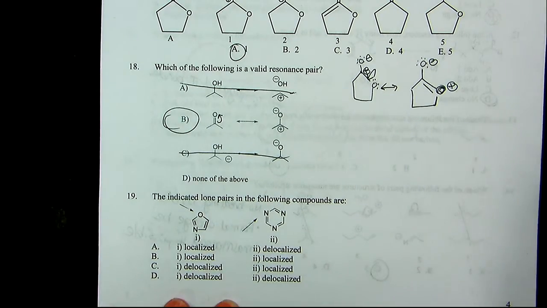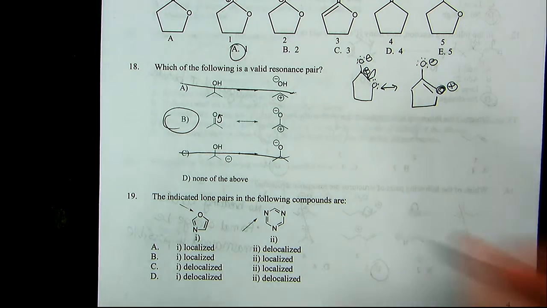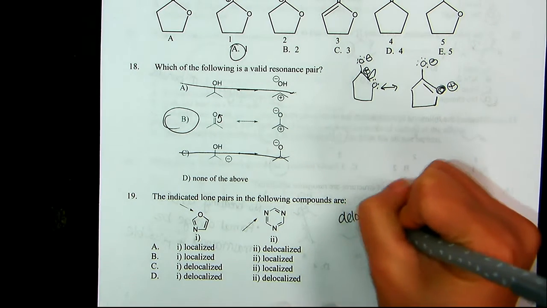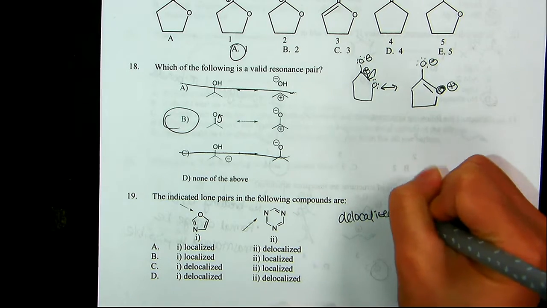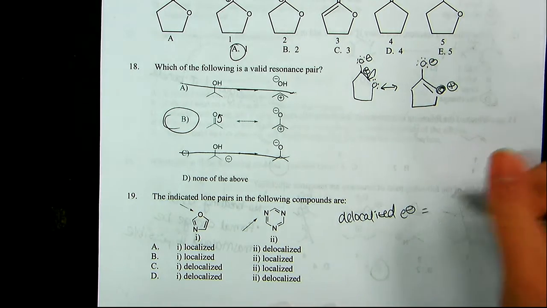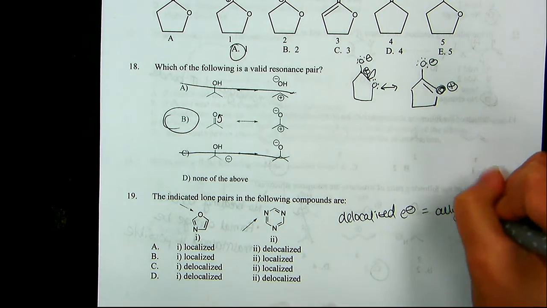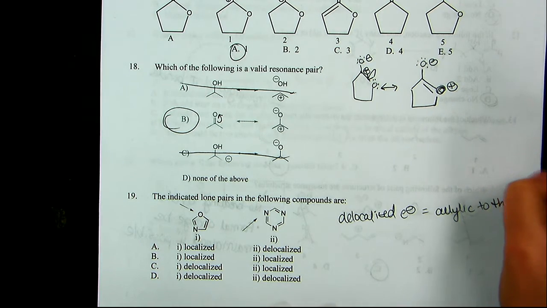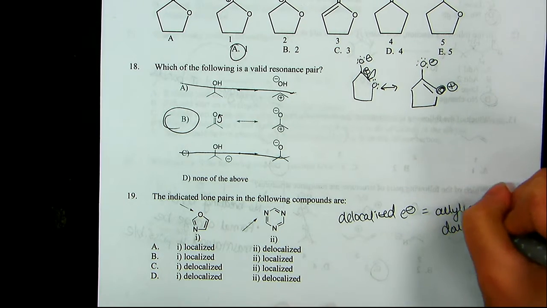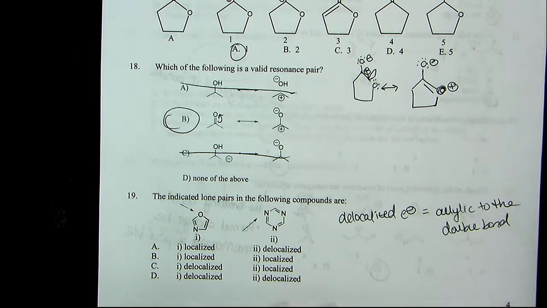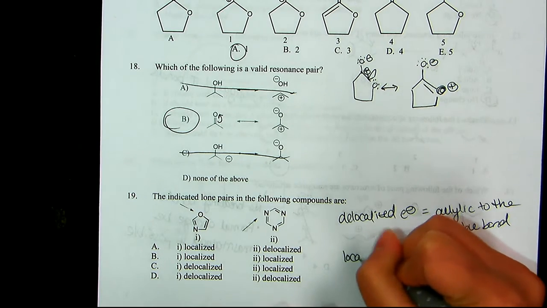And then I indicate whether the lone pairs are localized or delocalized. So again, delocalized electrons are going to be allylic to the double bond. And then localized is going to be benzylic.